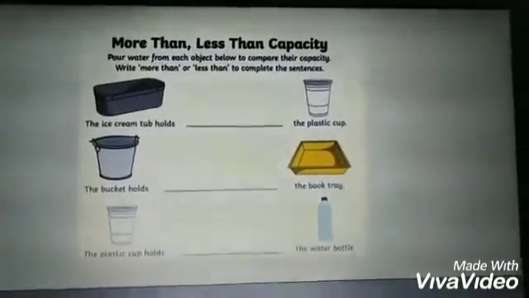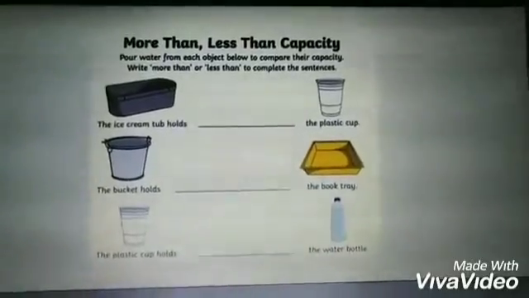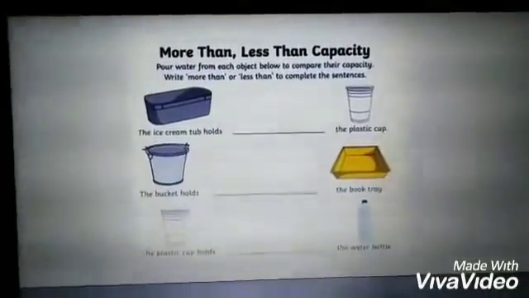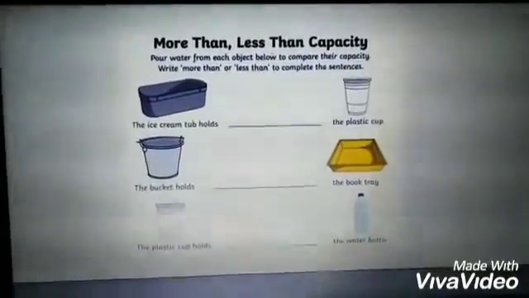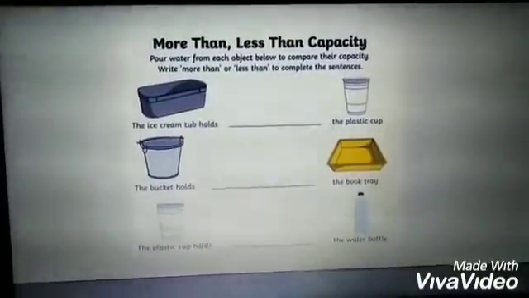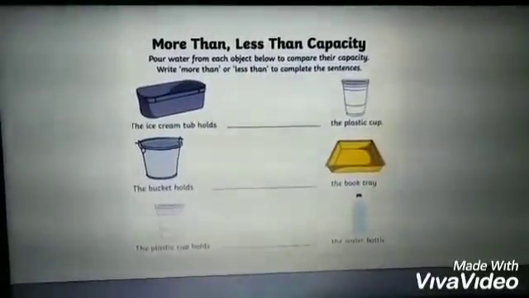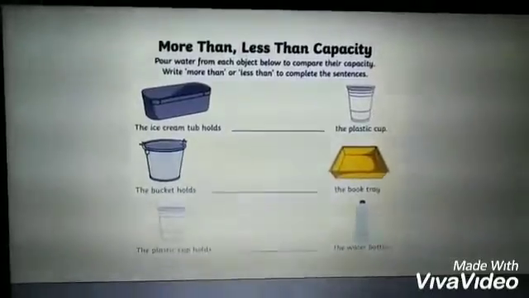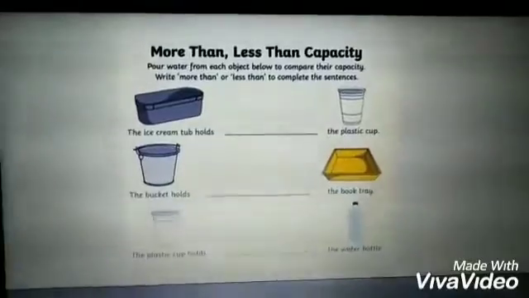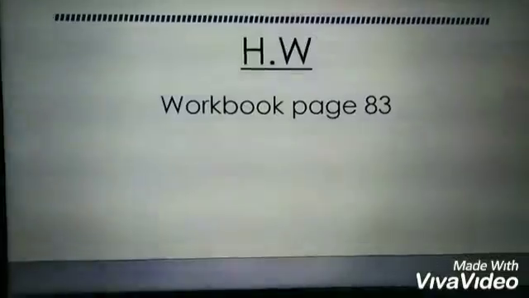In this worksheet, we are going to fill in the missing blanks with more than, less than. You can find that the ice cream tub can hold more than the plastic cup. So we say that the ice cream tub holds more than the plastic cup. The bucket holds more than the book tray. And the plastic cup holds less than the water bottle.